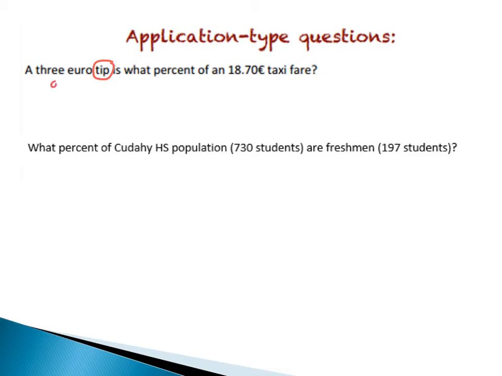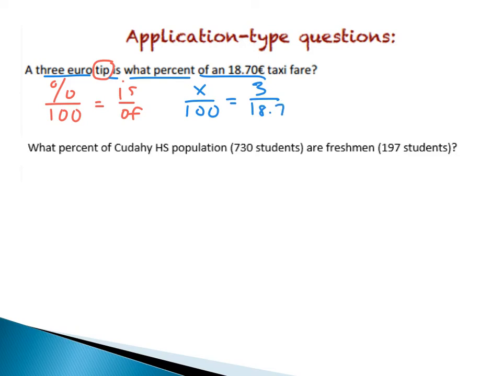You want percent out of 100 equals the is and the of. So look at the percent. I want to know what percent. So the percent is actually what I'm solving for. So it's going to be X out of 100 equals a €3 tip is. So there's the is. So that means €3 is going to be on top. So this is going to be the number 3. And then of 18.70 is going to be on bottom. So 18.70 there. Solving is the same.